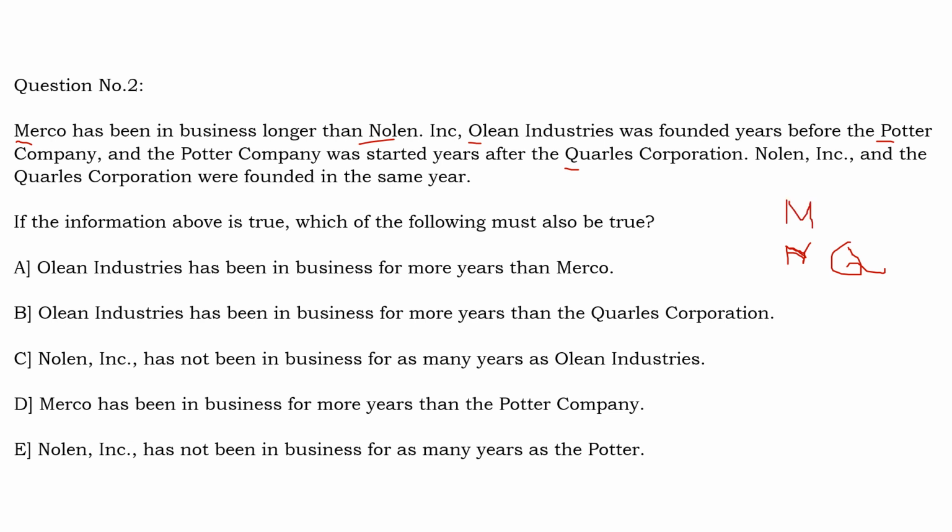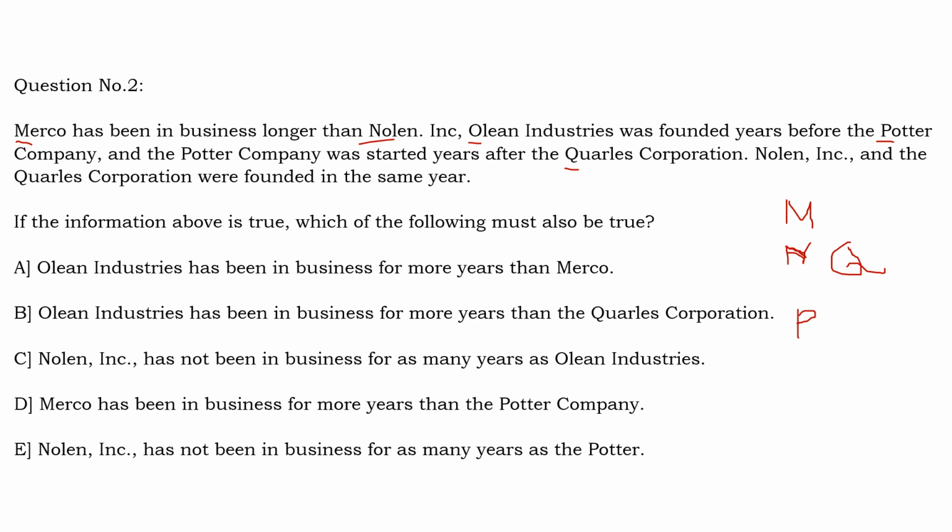And Odin Industries was founded years before Potter Company, and Potter Company started after the Qualls Corporation. So Potter comes after Qualls, and Olean Industries was founded before Potter Company.